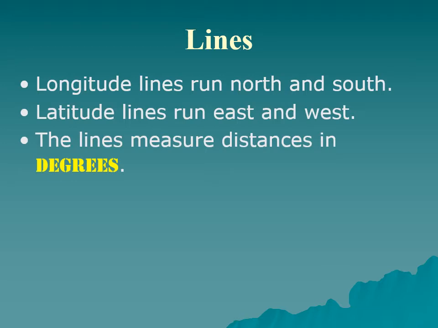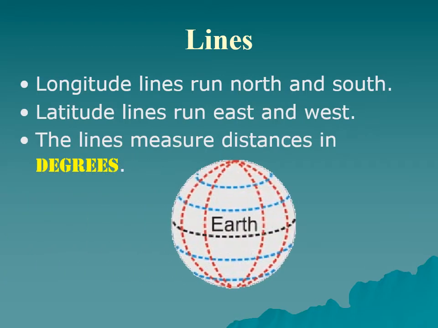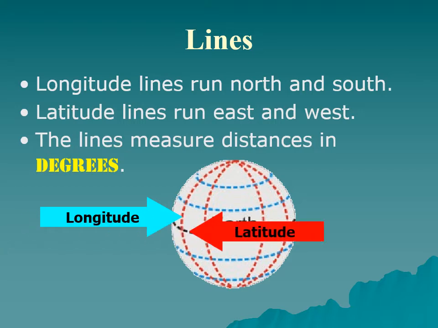Lines of longitude run from north to south. Lines of latitude run from east to west. The lines measure the distance in degrees, that is 0. Latitude and longitude.